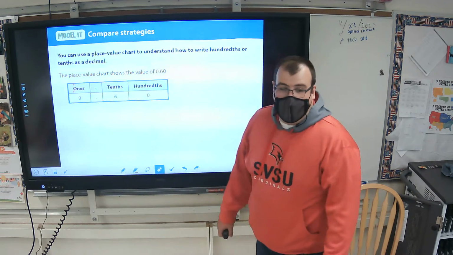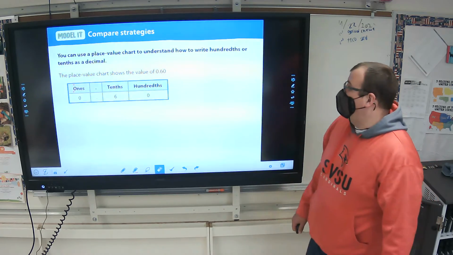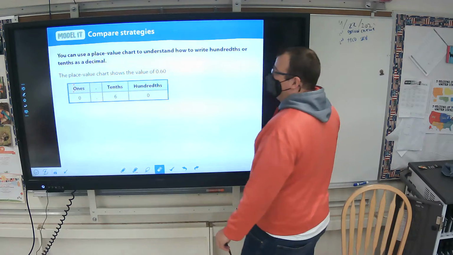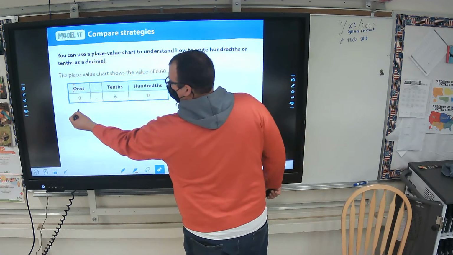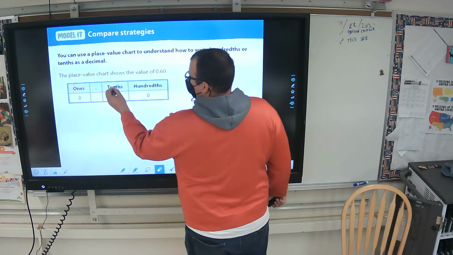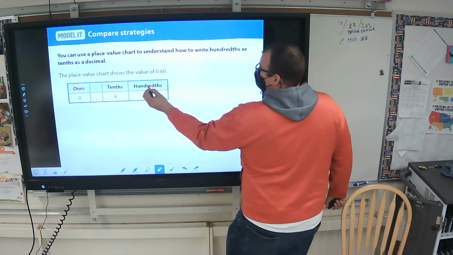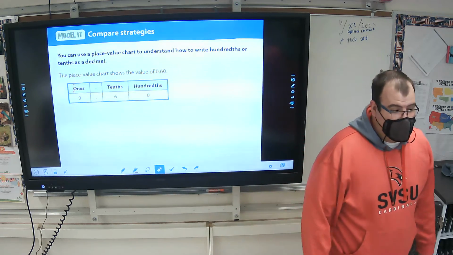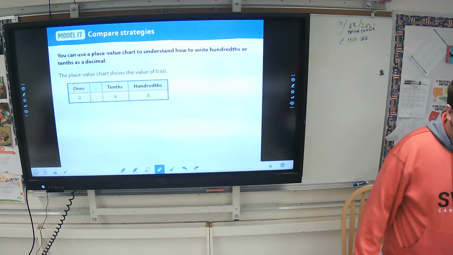You can use a place value chart as well to understand how to write hundredths or tenths as decimals. The place value chart shows 60 hundredths. We have 0 ones, right? Decimal point. Tenths, we have 6 of them. Hundredths, we have 0 of them. Make sense? That's just to make it easier for you to write the numbers.